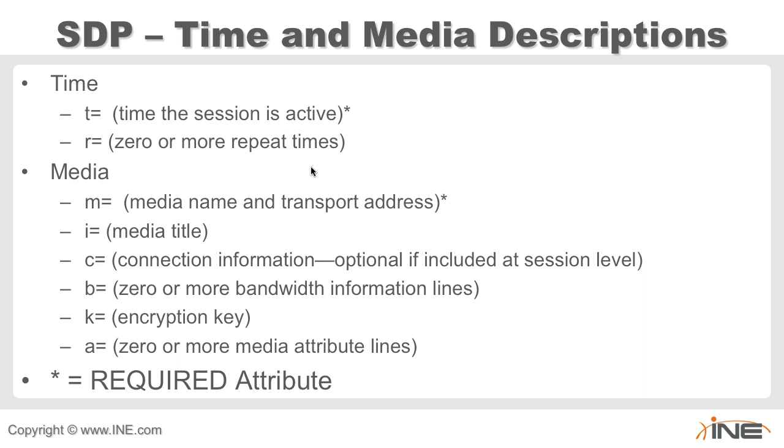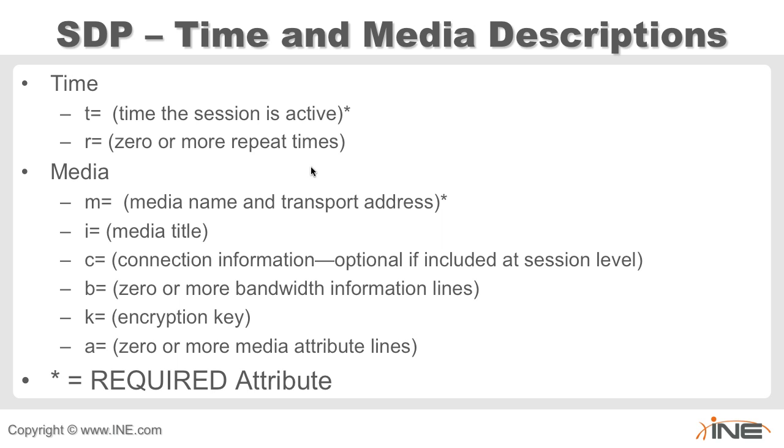Okay. For time, we have T and R. The time is the required value, and R is basically repeat that line or multiple lines more than once. You know, have more than one timeline. Media, the only one that's required is M, the media name and the transport address. It's important to know title, C for connection information, B for bandwidth, K for encryption, because we can encrypt the signaling, the session, or we can also encrypt the media as well. And again, A for just indicating how many lines.